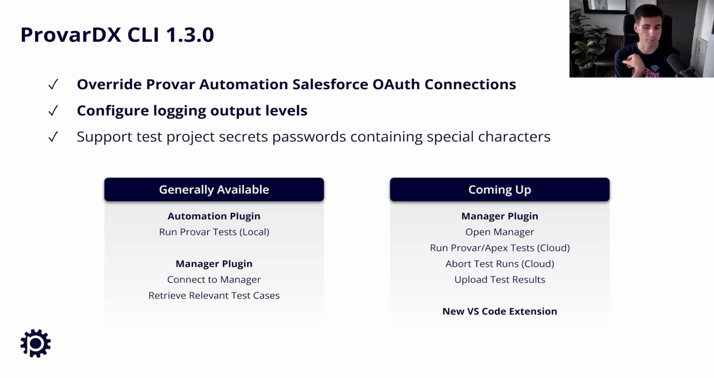Let's say you are in a pipeline trying to test a particular feature branch that is related to a user story in Jira. By connecting to Manager, you can understand what are the test cases that you should be running, and then using the run Provar test, you can run those locally.